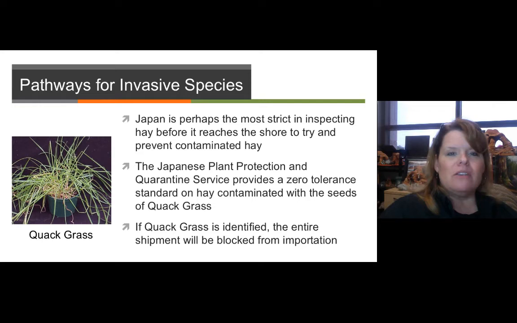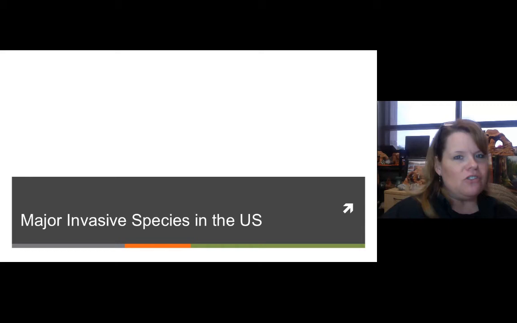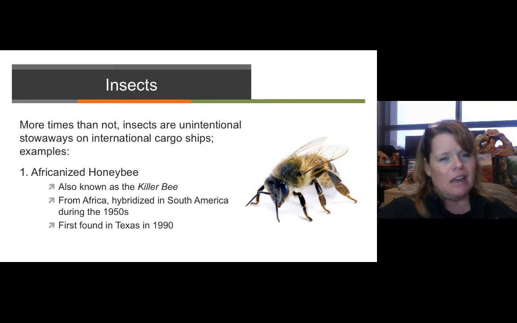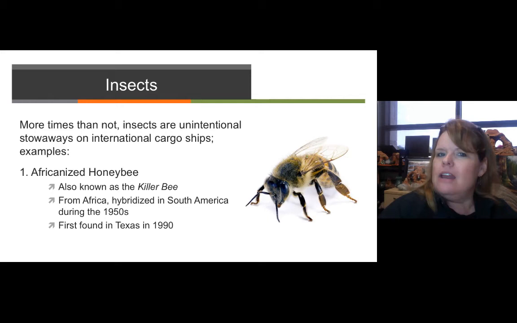So what are the major invasive species of the United States? When it comes to insects, no doubt that the Africanized honeybee ranks as number one. Insects are unintentional stowaways on international cargo ships, and the honeybee, that's the killer bee, certainly is an example. It originally came from Africa and was hybridized in South America during the 1950s. So it mated with other types of bees and became a separate kind of group. And that's what happened. And we first found it in Texas in 1990.